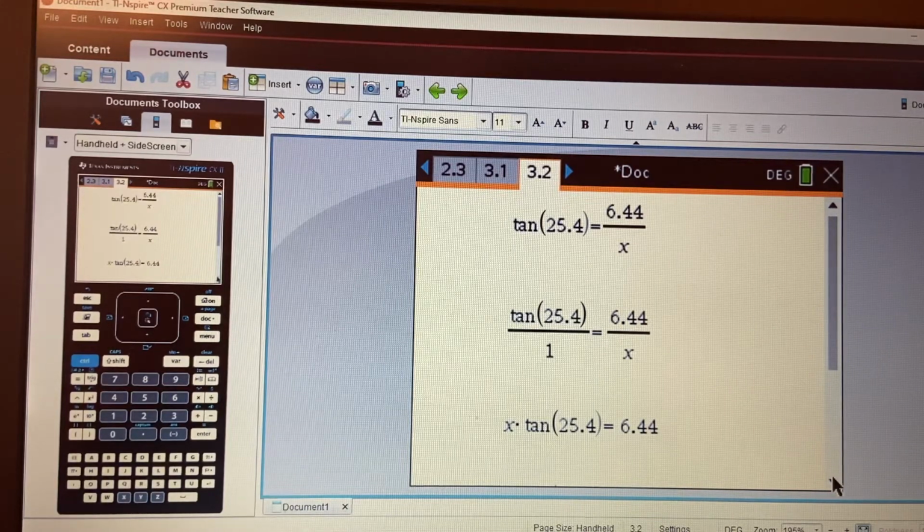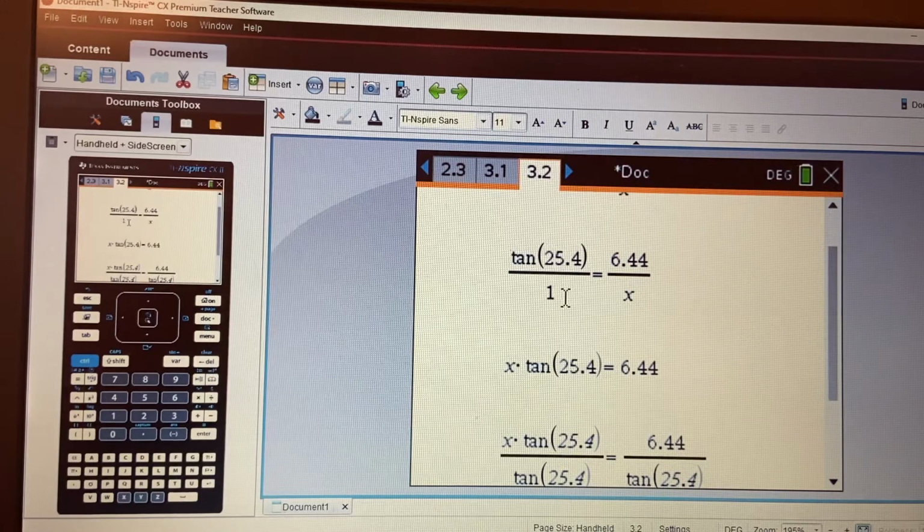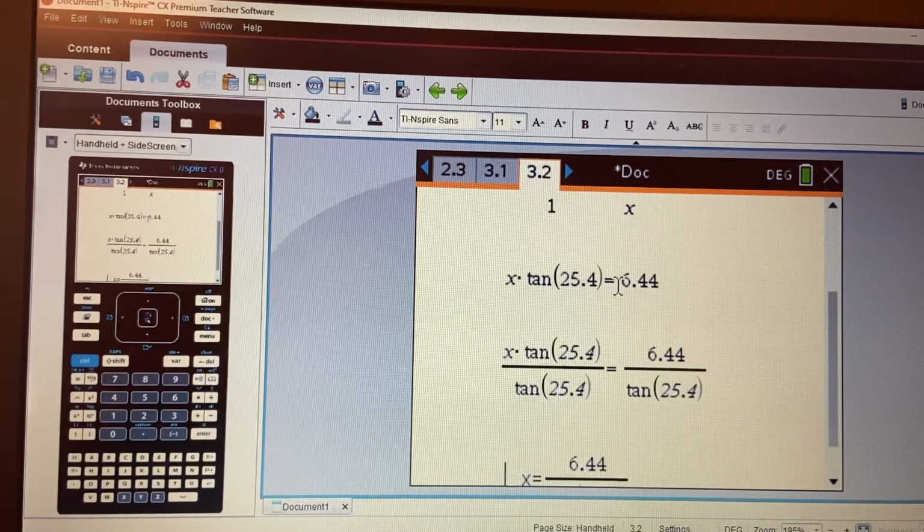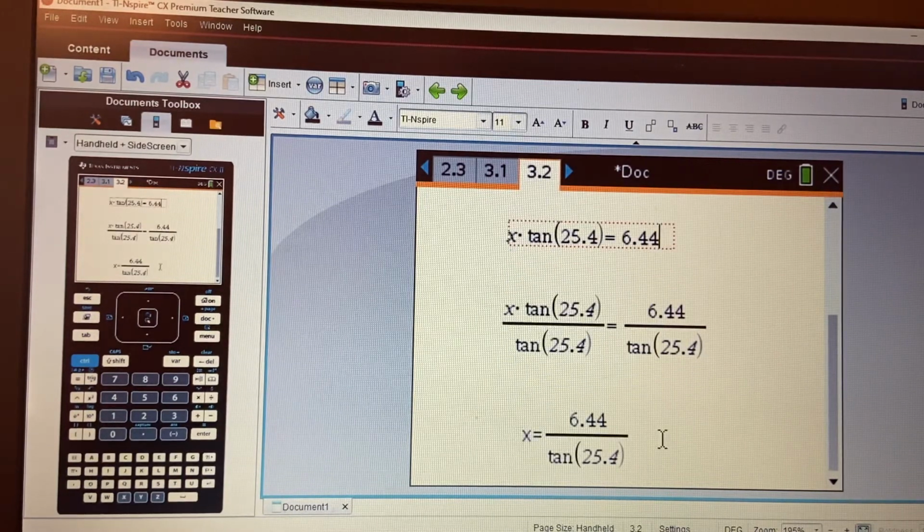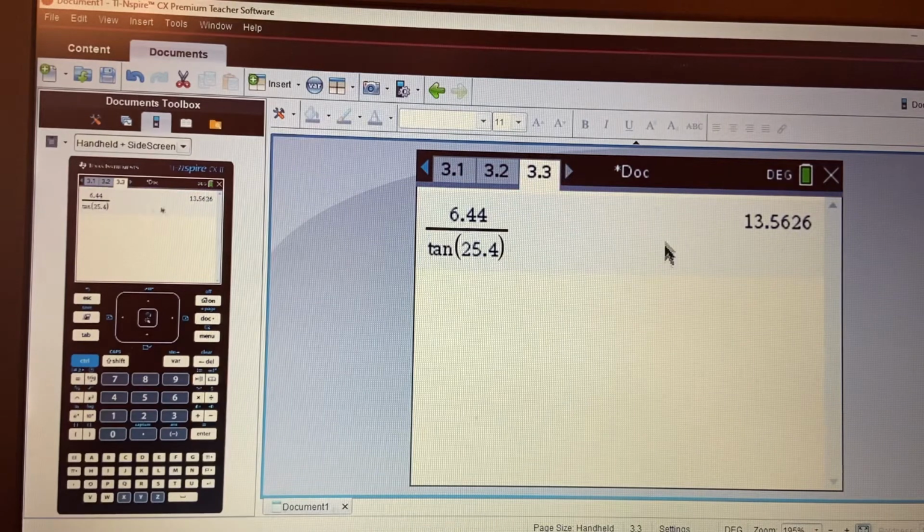Instead of a negative proportion again, we're going to put that over 1. We're going to cross multiply, same thing as before. X times tangent of 25.4 equals 1 times 6.44. Now we'll divide by our tangent on both sides. And now we have x equals 6.44 over tangent of 25.4. So that's what we'll put in our calculator. So our adjacent leg is 13.6.